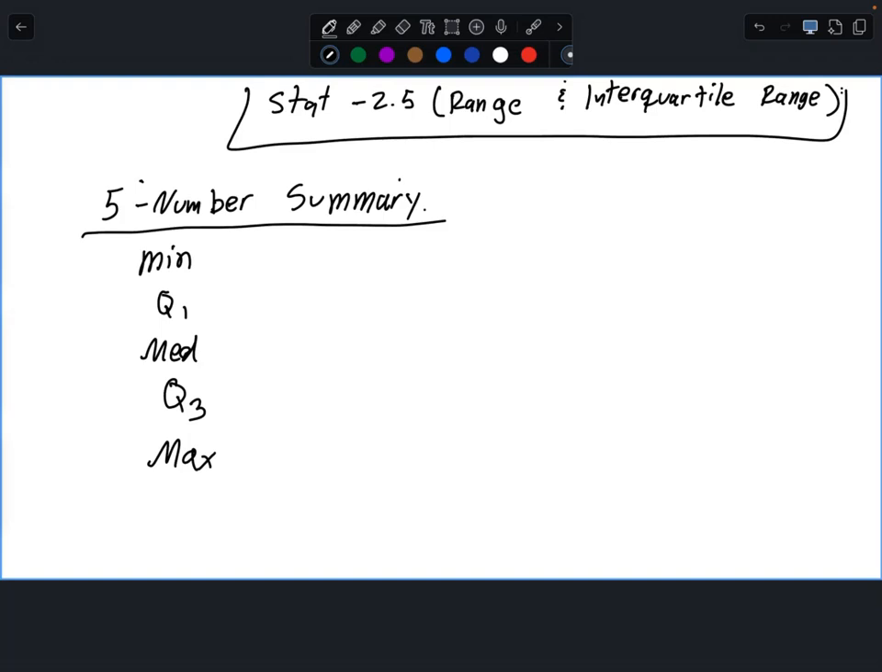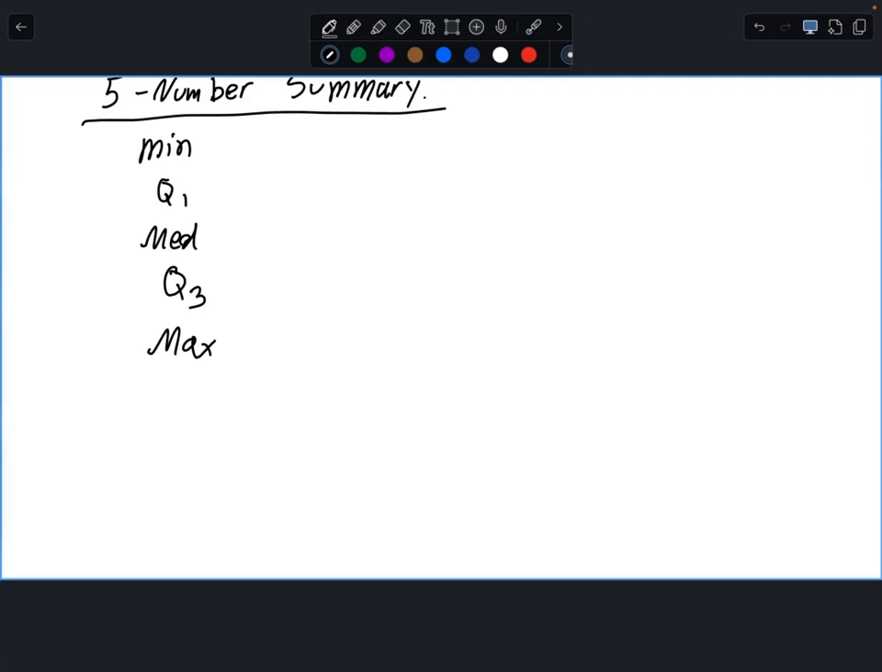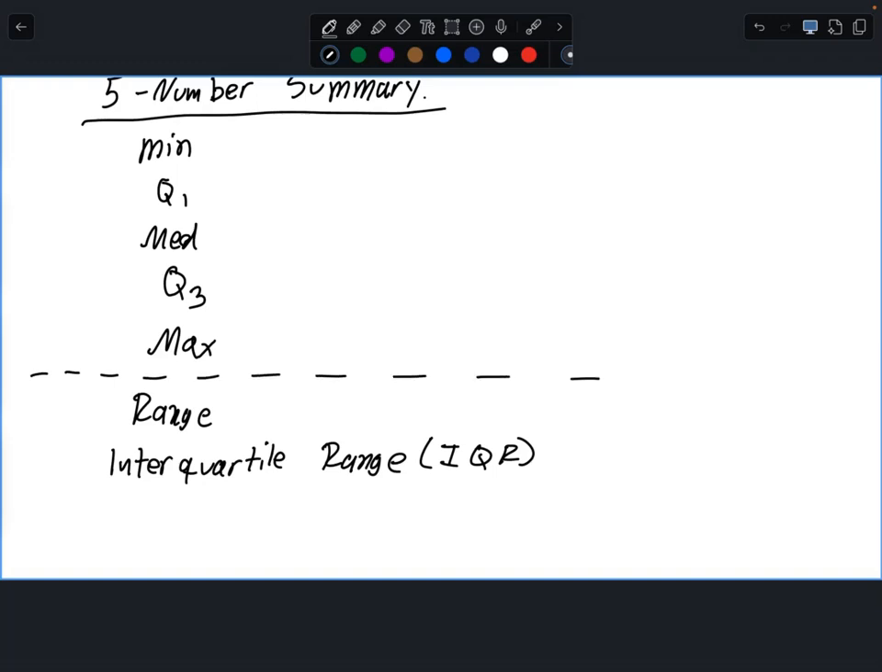We talked about the box plot, but there are 2 more summary statistics that we need to be able to identify from the data and from the box plot. Those 2 new ones are the range and the interquartile range, which we're going to abbreviate to just IQR. We need to know what IQR means: interquartile range.